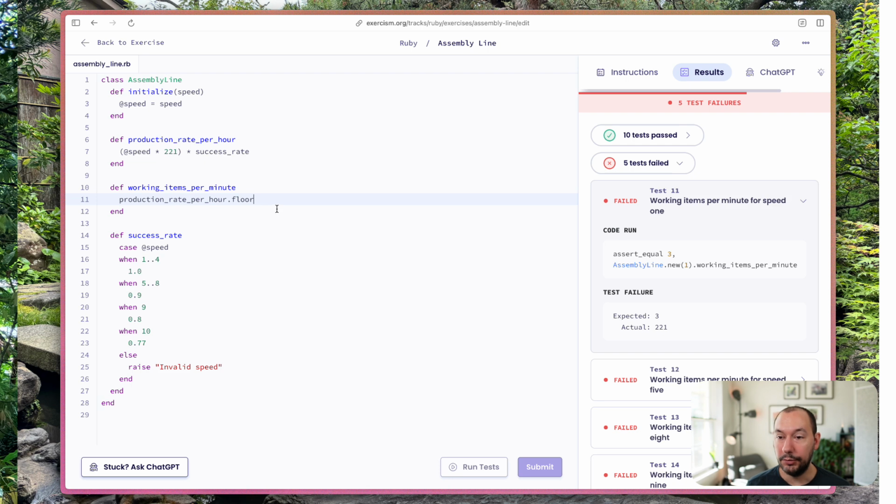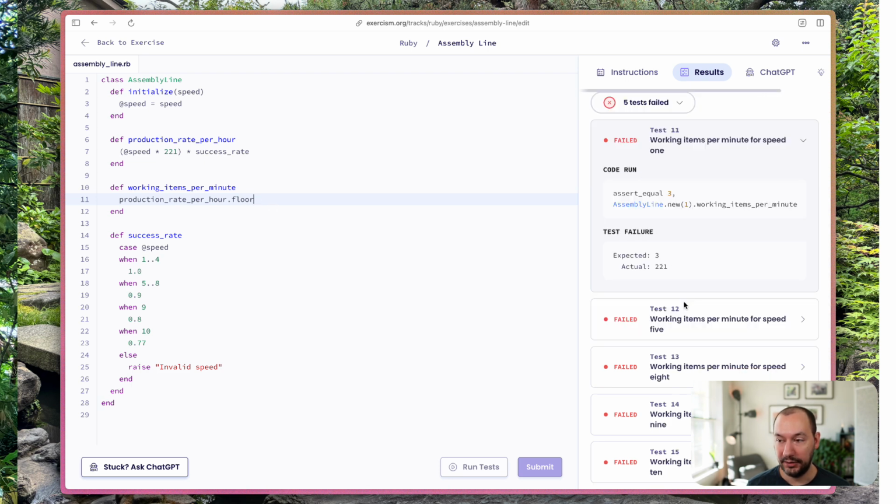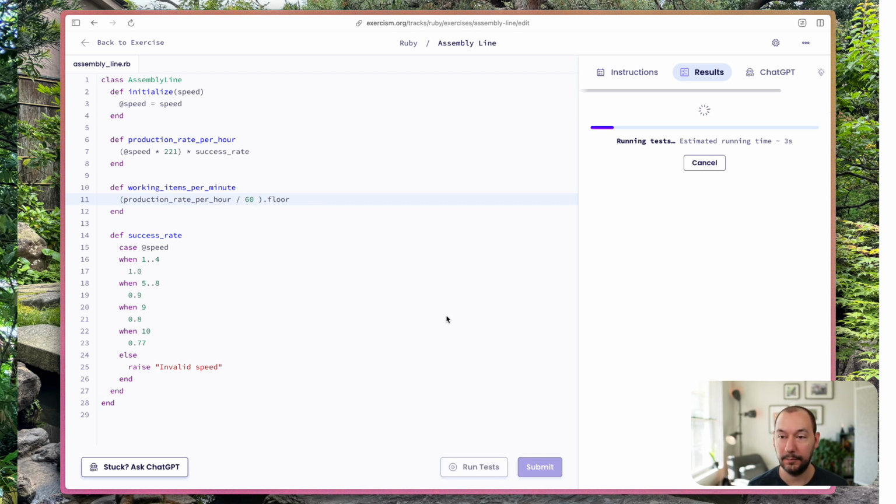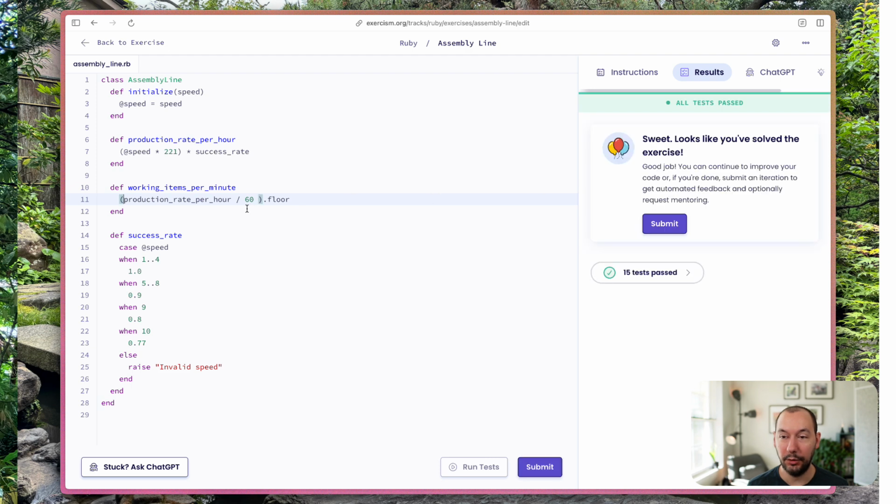Yes, so it fails the test because that's not fully what we do here. I was doing the math earlier, so taking our hourly rate and dividing that by 60 and calling the floor on that, right? So that works. I don't really like it.